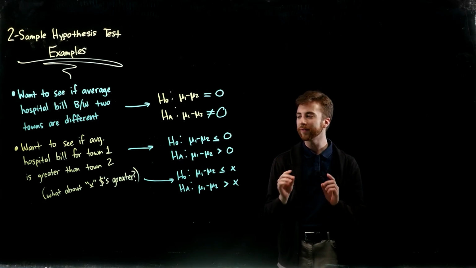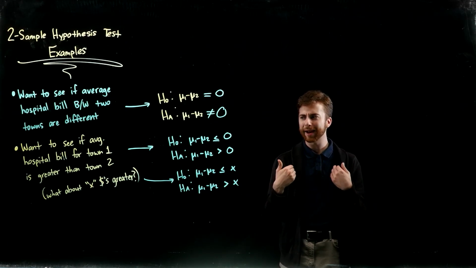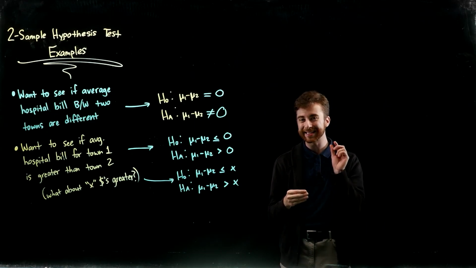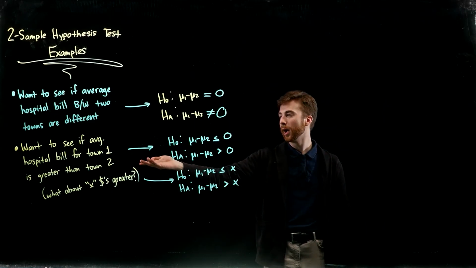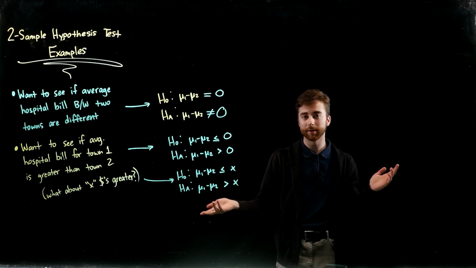So finally, what if they weren't wondering whether or not one was just simply larger than the other, but let's say I had a good idea that one was greater than 2, and I wanted to hypothesize about the exact difference. Like let's say I said the average hospital bill for town 1 is $1,000 greater than for town 2.